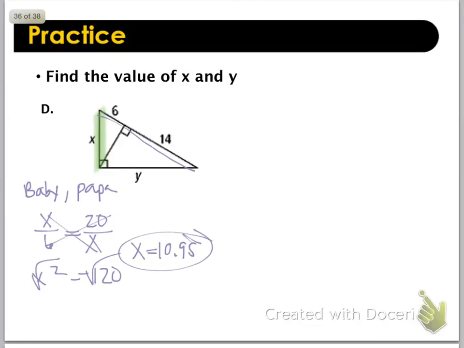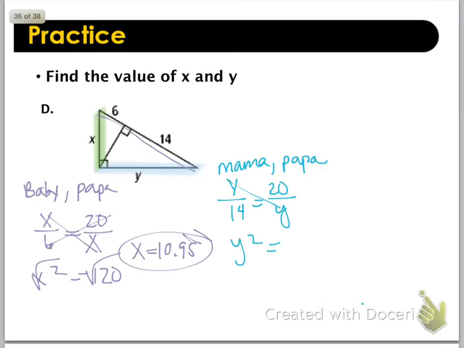So now when I highlight y, y is touching mama and papa. So I got y over mama's length, which is 14, equals papa's length, which is 6 plus 14, which is 20, over my missing leg. So y squared equals 20 times 14, which is 280. Opposite of squaring is square rooting, so it just becomes y. Square root of 280 in decimal is 16.73.